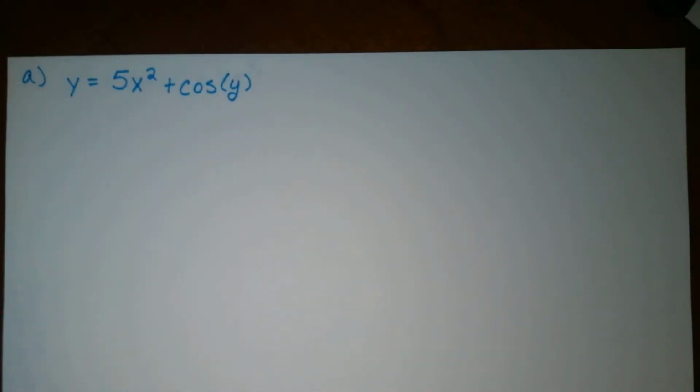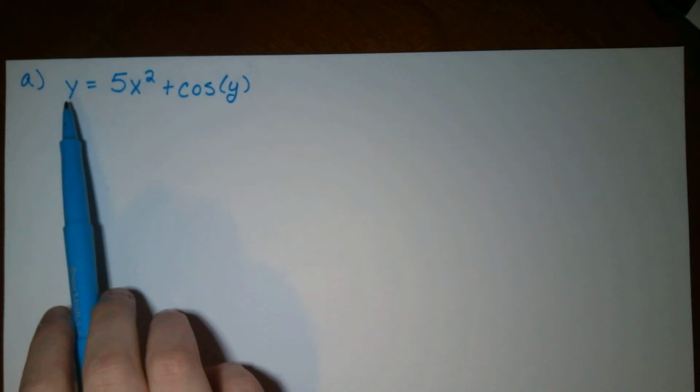All right, now what we're going to do is look at some examples of implicit differentiation. Notice here that my x and my y are kind of scrambled together. There's no way for me to solve for y, so I'm going to have to use implicit differentiation.